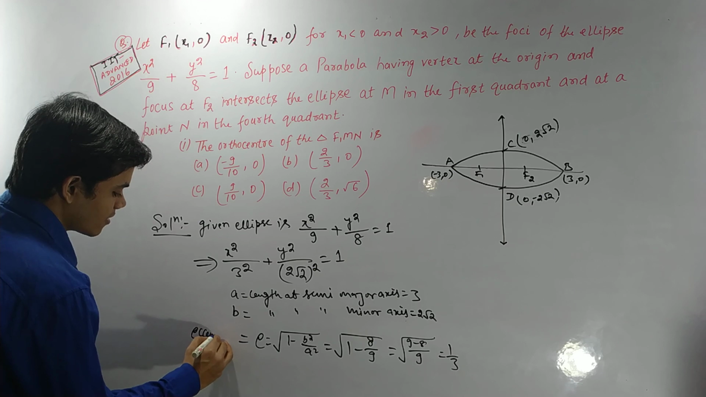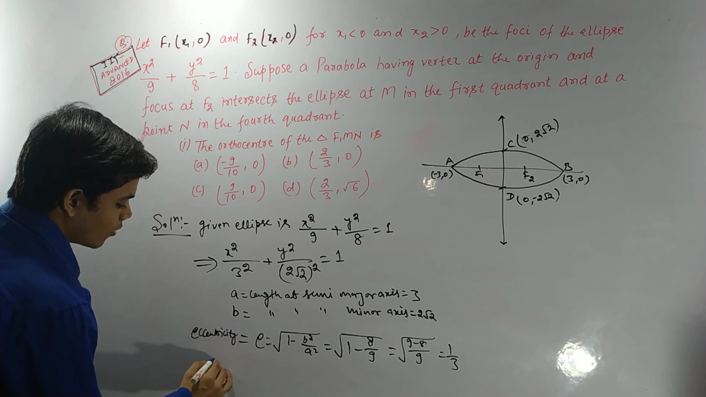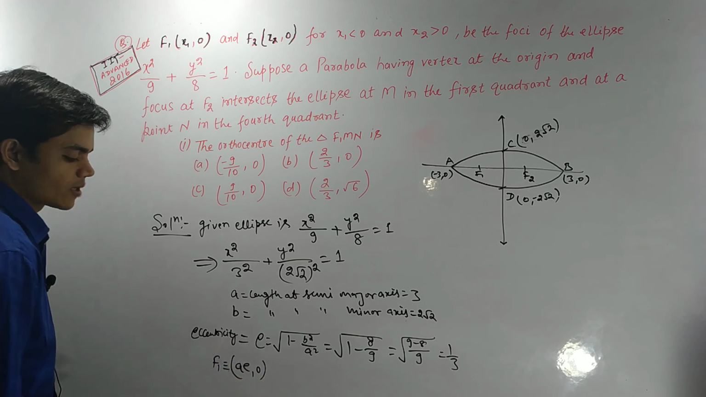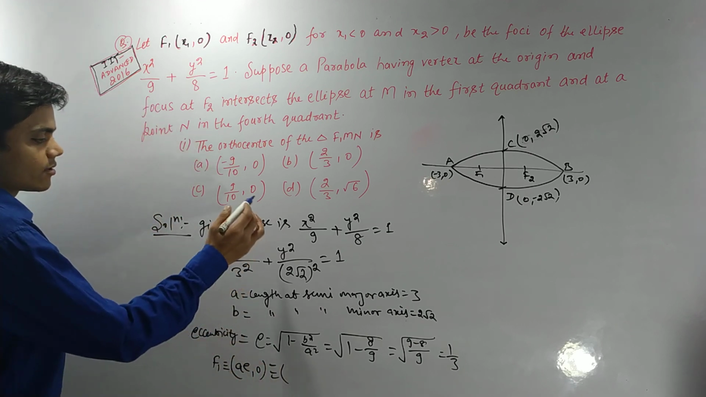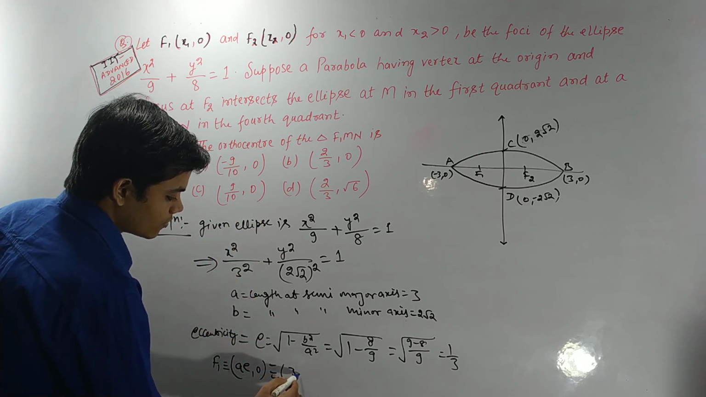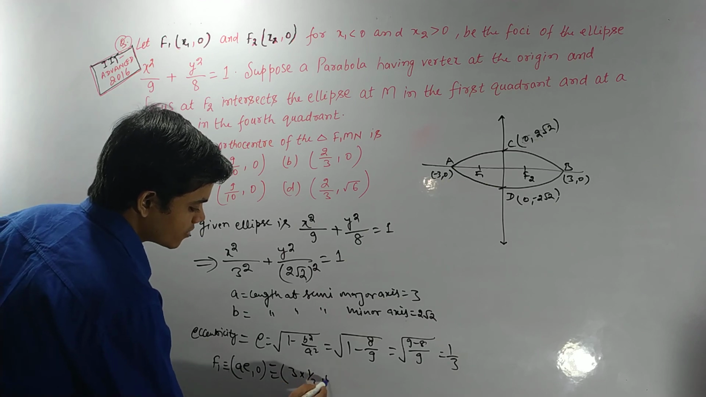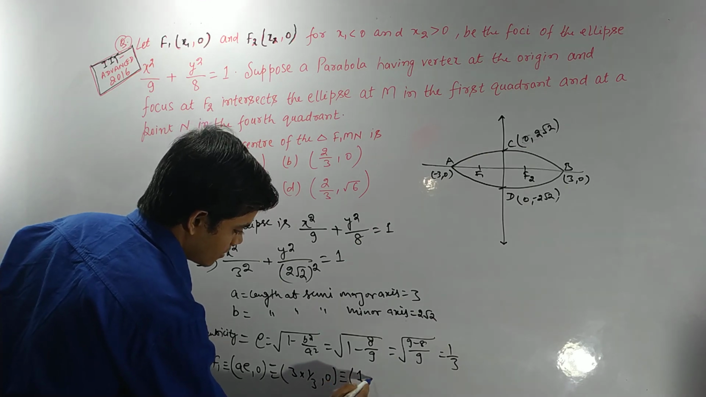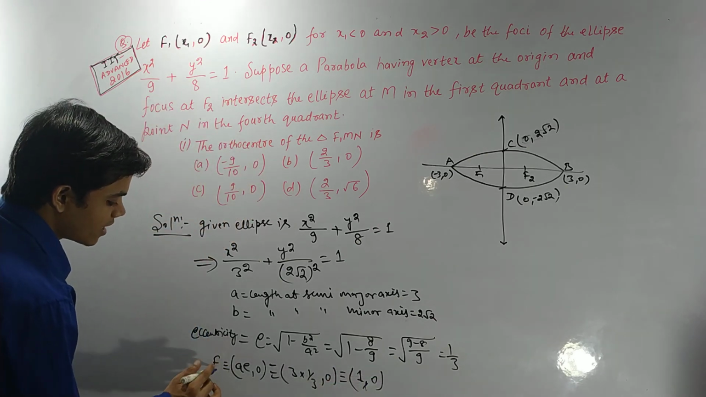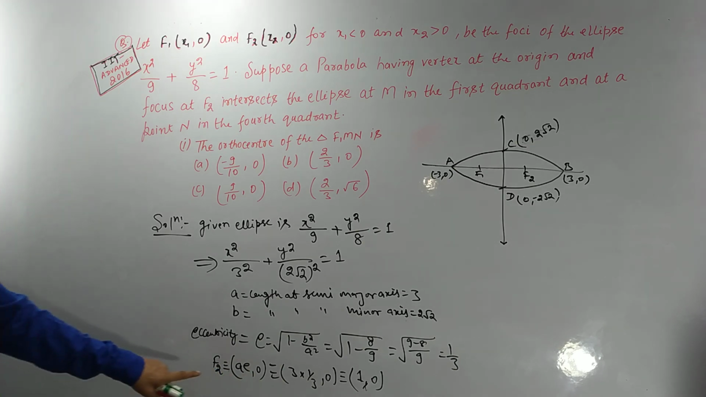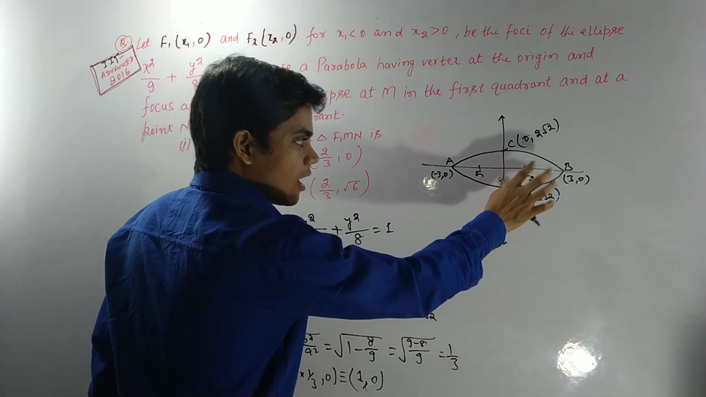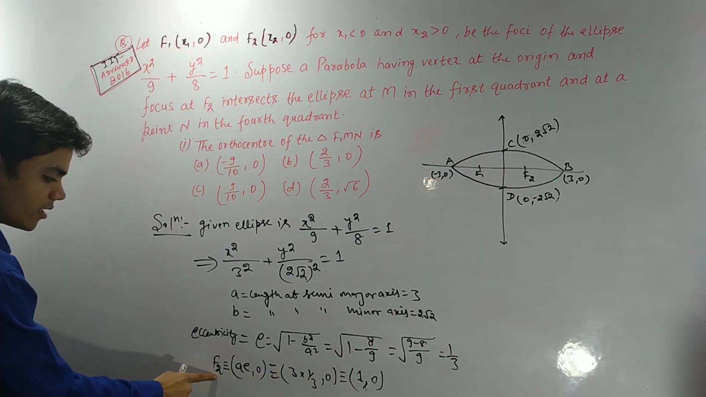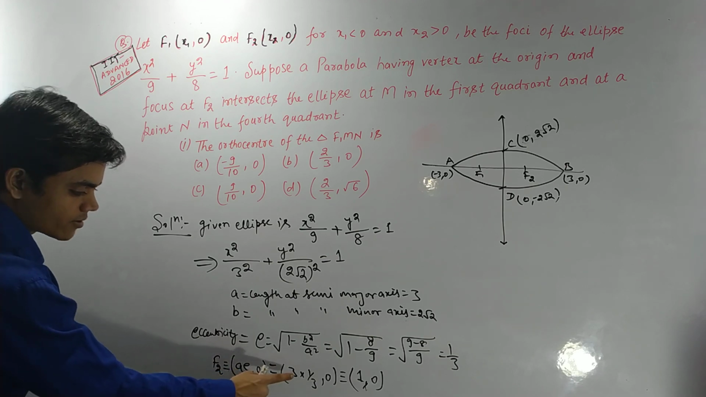You know all these things. Now what about focus F2? You know the focus is (ae, 0). So a is certainly 3, so 3 into 1 by 3, 0. This implies (1, 0). But this is F2, because this F2 is on the positive x-axis. Therefore this would be positive here, so (ae, 0) is this.